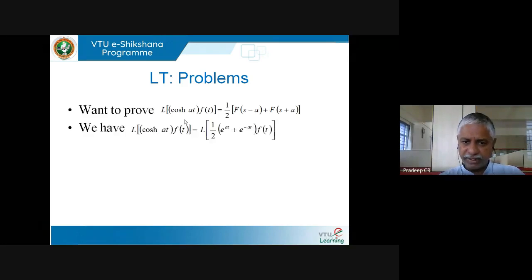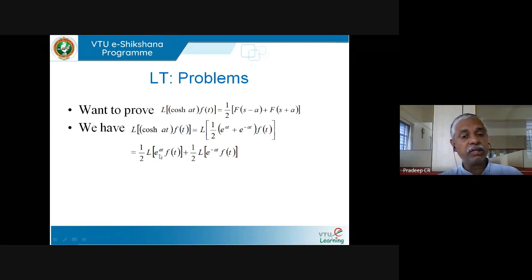That means I want to find Laplace of this, which means I replace cosh at by half of e power at plus e power minus at. So Laplace of this is Laplace of this. So how do I find that? Now I'll open out the bracket, I'll expand this. And at the same time, half is of course a constant, so I can pull it out of L. So that's what I have done: half L of e power at into f(t) plus half L of e power minus at into f(t). So just use linearity of Laplace transformation. That's all I have done. Using linearity of Laplace transformation, I did this.